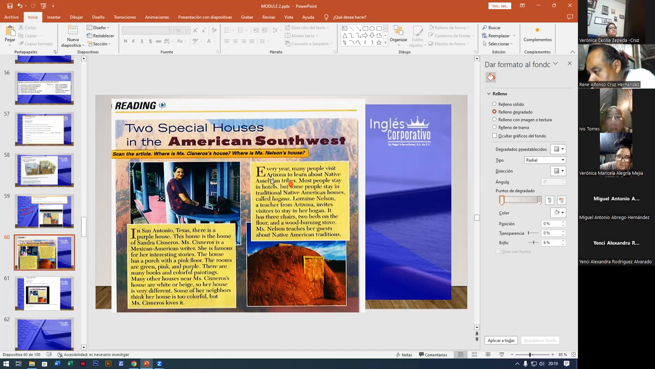What about the next reading? It says, every year, many people visit Arizona to learn about Native American tribes. Most people stay in hotels, but some people stay in traditional Native American homes called hogans. Okay. Hogans is like a hut made of earth. Some are made of wood too. So they are hogans.